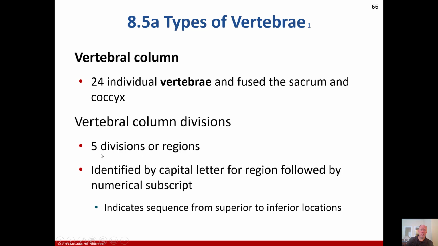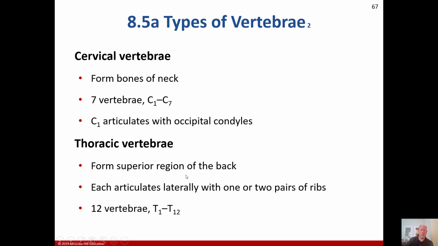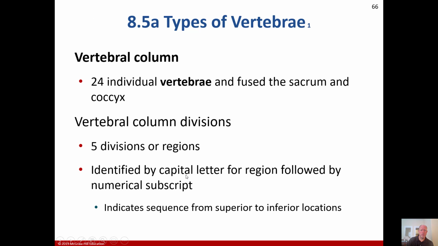The divisions or the regions, there are 5 of them of the vertebral column. They're identified with a capital letter for the region followed by a numerical subscript, which indicates sequence from the superior to the inferior locations, the lowest number being superior and going to higher numbers as you go downward.